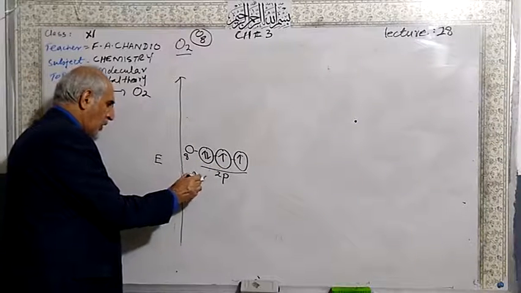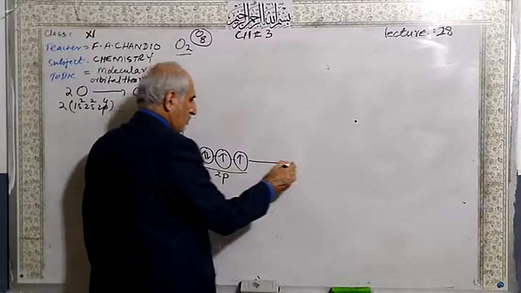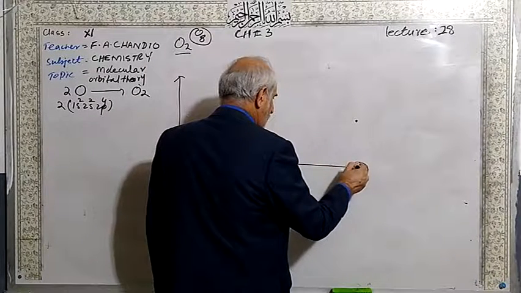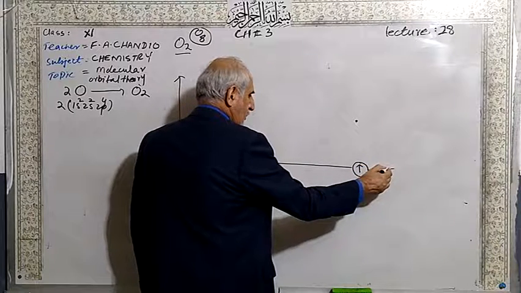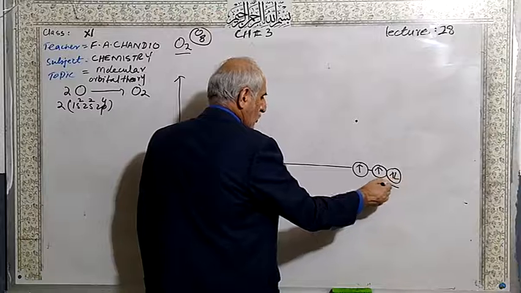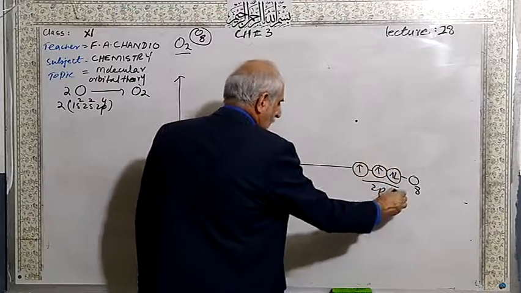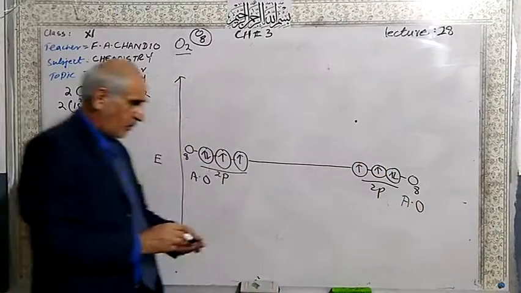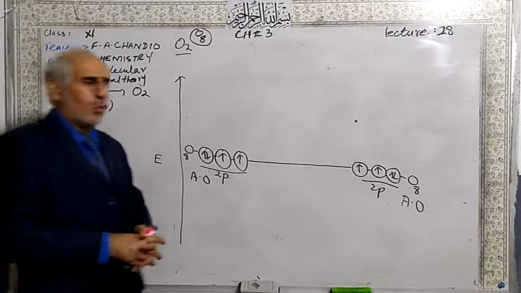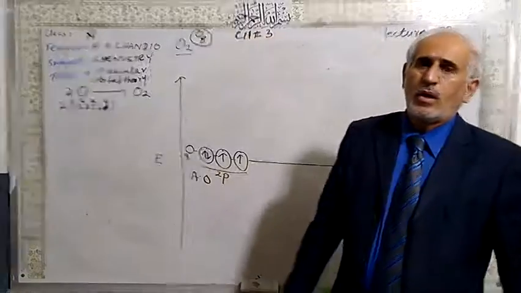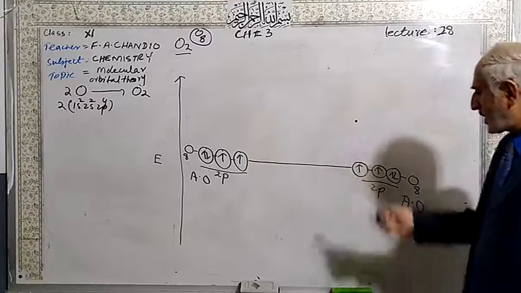Atomic orbitals of the oxygen: there are 3 p orbitals. Same case, also 1 electron, second electron, and there are 2 p orbitals. Oxygen, 8, atomic orbital. So when the 2 atomic orbitals mix together to form 2 molecular orbitals, one is called bonding molecular orbital and the other is called anti-bonding molecular orbital. So first they form bonding.